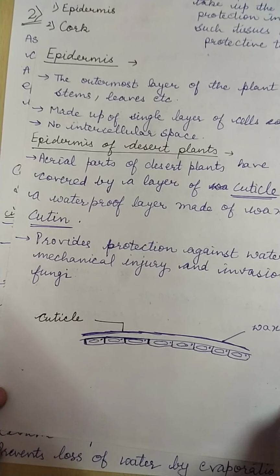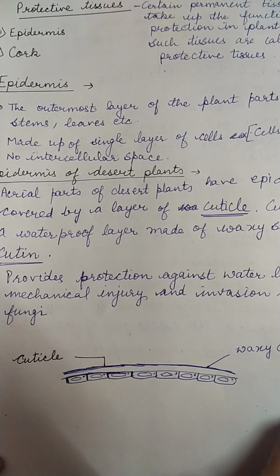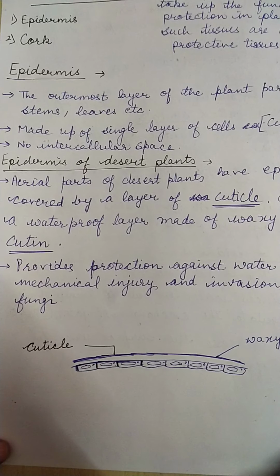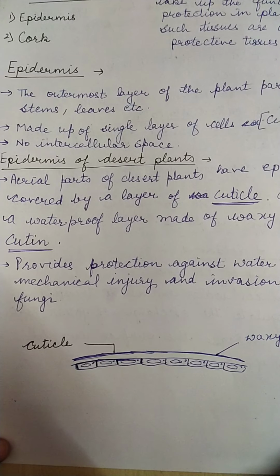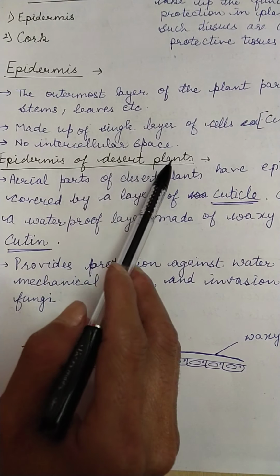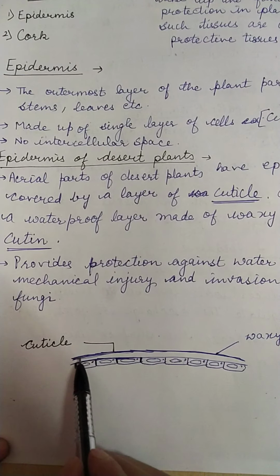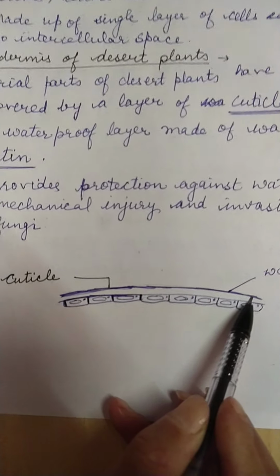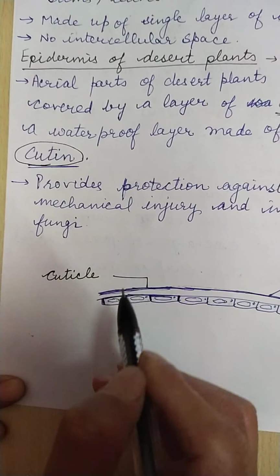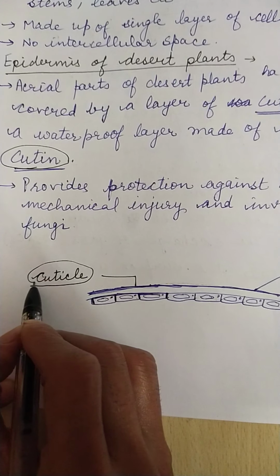Epidermis of the plants, according to the different conditions where the plant is grown, has different appendages, meaning different organs or parts associated with it. For example, the epidermis of the desert plants bears a waxy coating made up of a waxy substance called cutin. And we call this layer of cutin the cuticle.